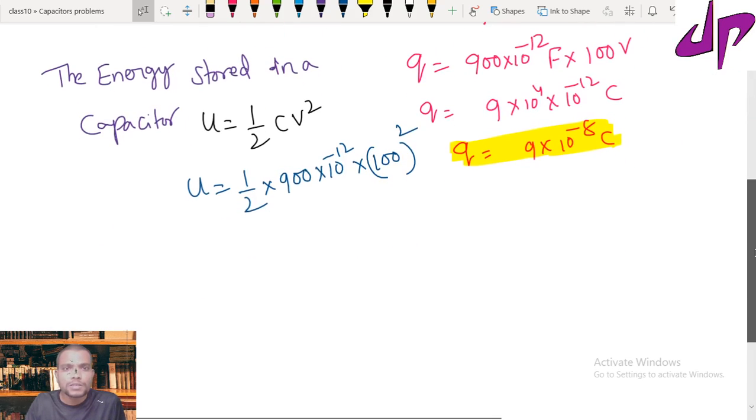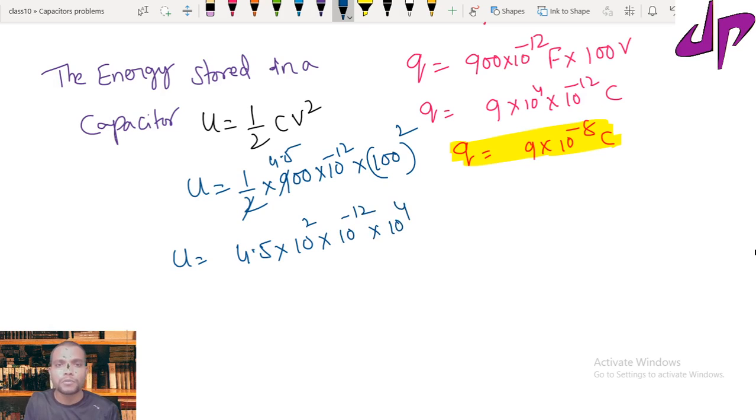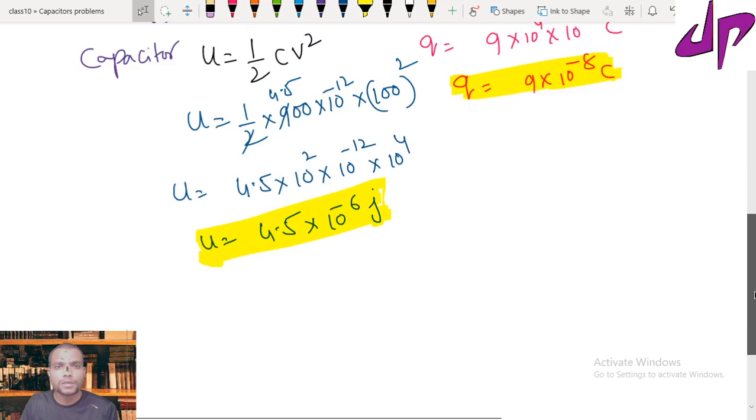Now let us simplify this. Potential energy U equals half of 9 is 4.5, so 4.5 times 10 square times 10 power minus 12, and 100 square gives 10 power 4. So the potential energy stored in the capacitor is 4.5 times 10 power minus 6 joules. So this is the amount of potential energy which is stored in that capacitor. So that is the first part.